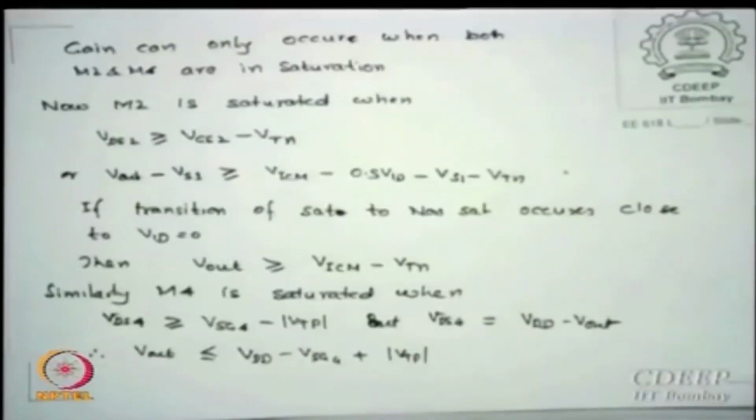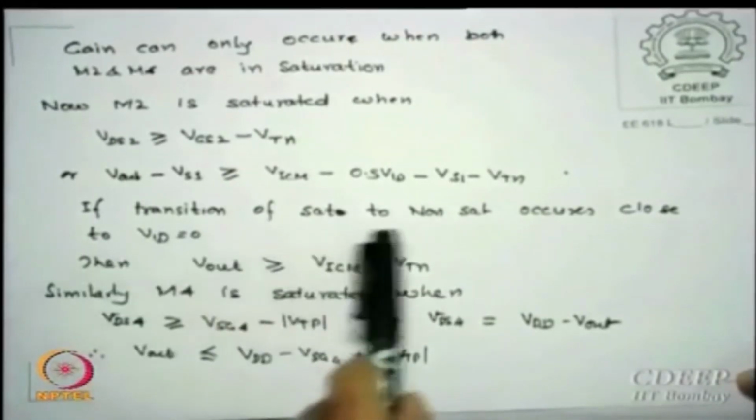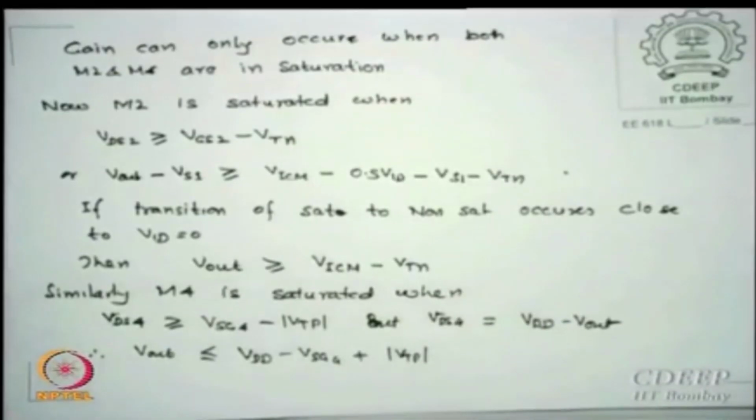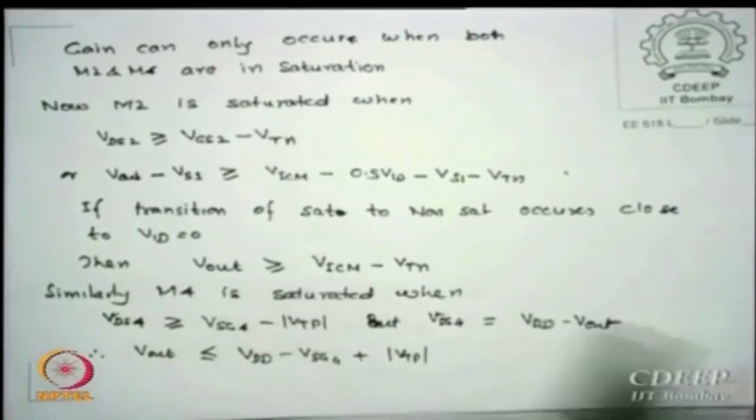I always try to explain why people say something in the books or otherwise, so explanation, there is nothing very great I am telling. So I wrote that if the transition from sat to non-sat occurs very close to the 0 VID value, then we can neglect this term anyway. So essentially what we are saying is, V out should be greater than VICM minus VTN.